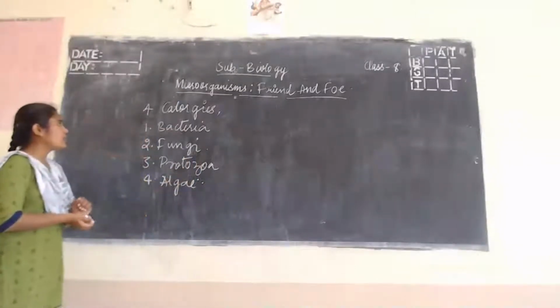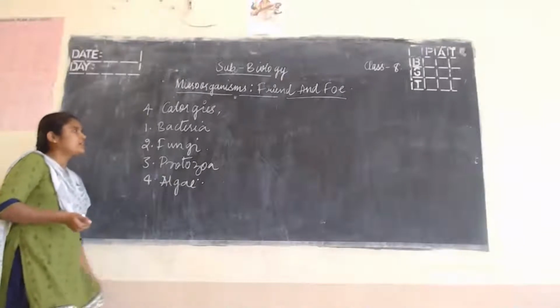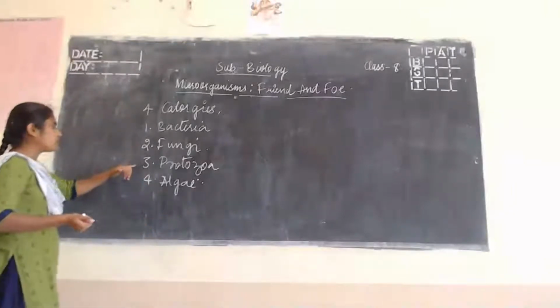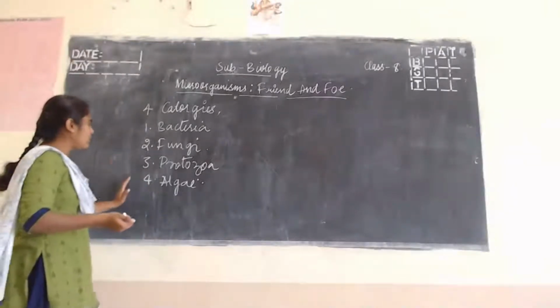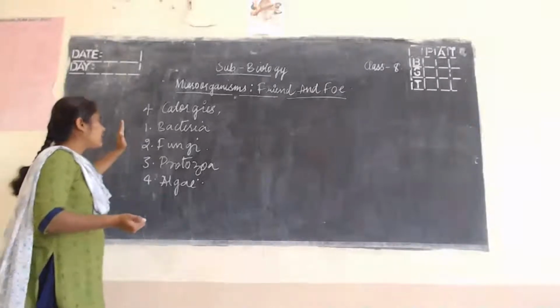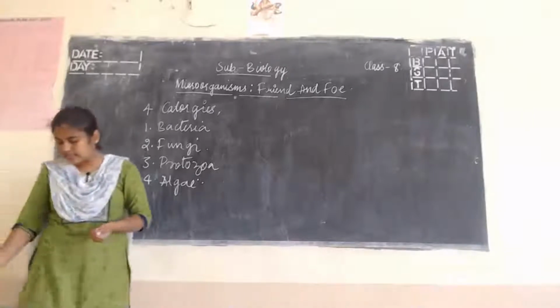So these are the four major categories or classifications of microorganisms: bacteria, fungi, protozoa, and algae. How all these four categories are helpful, and what their harmful effects are, we are going to study in this chapter.